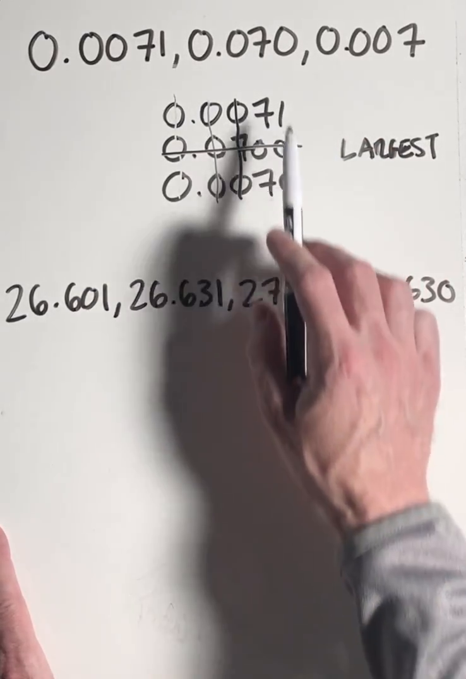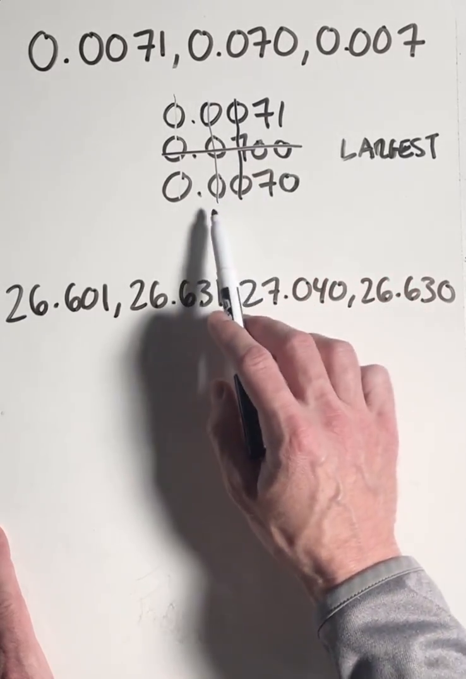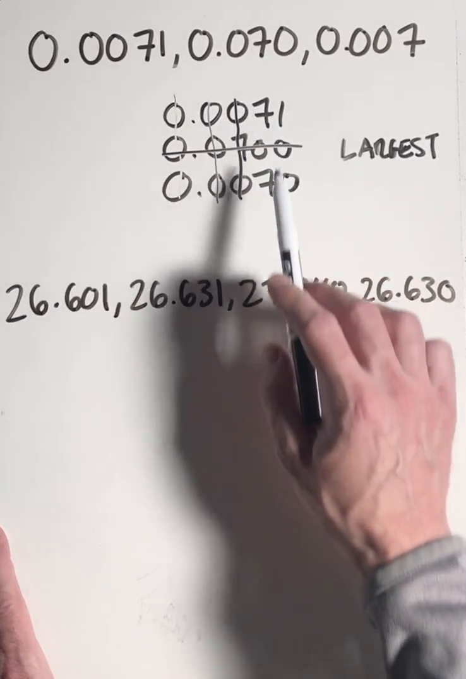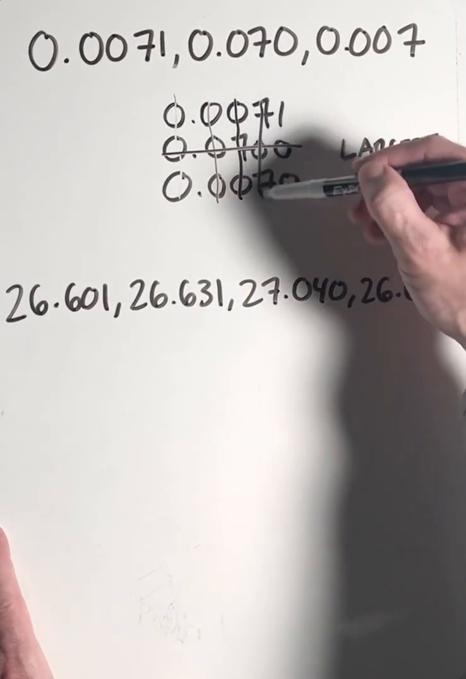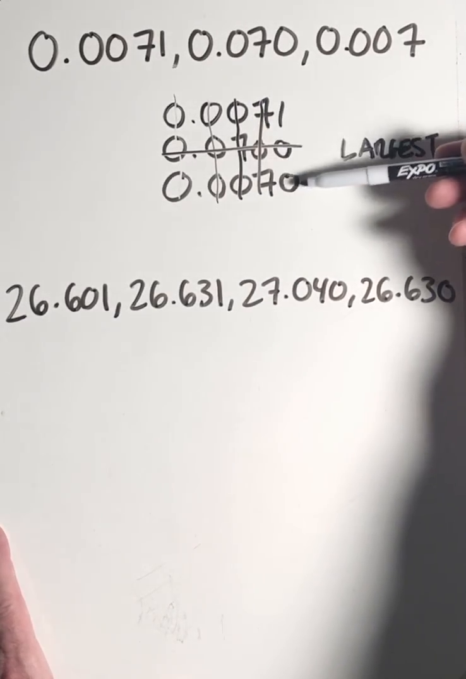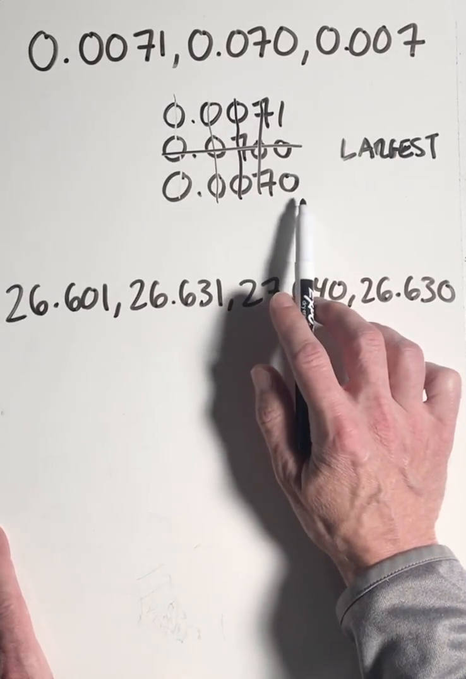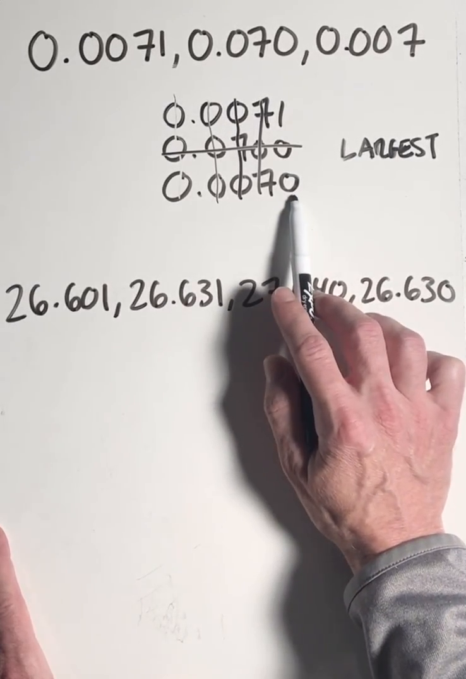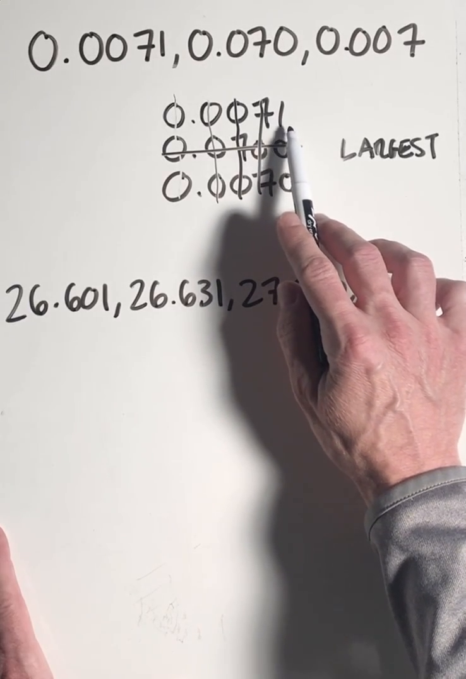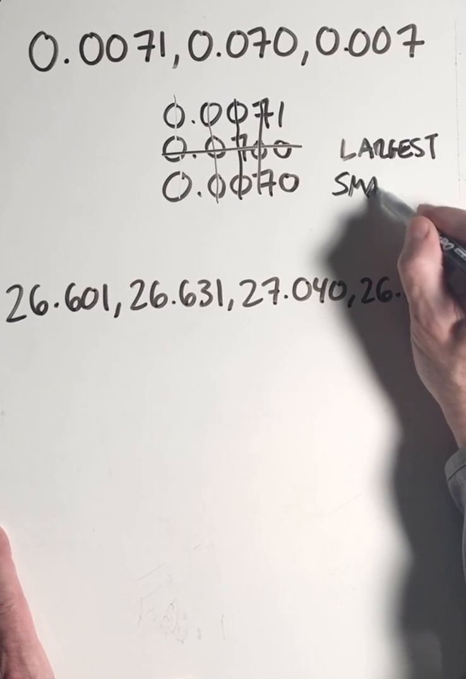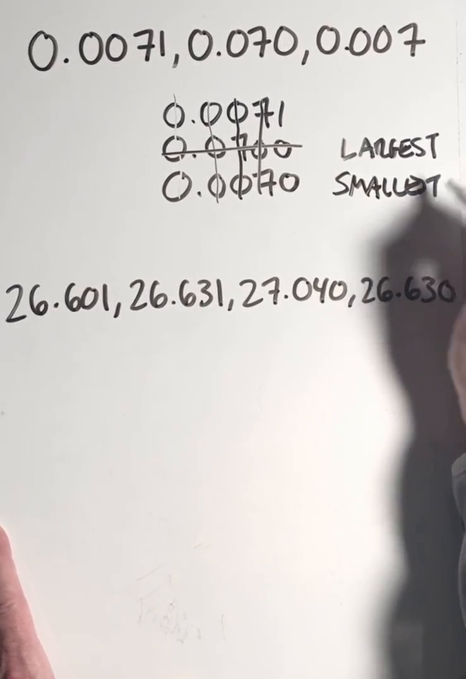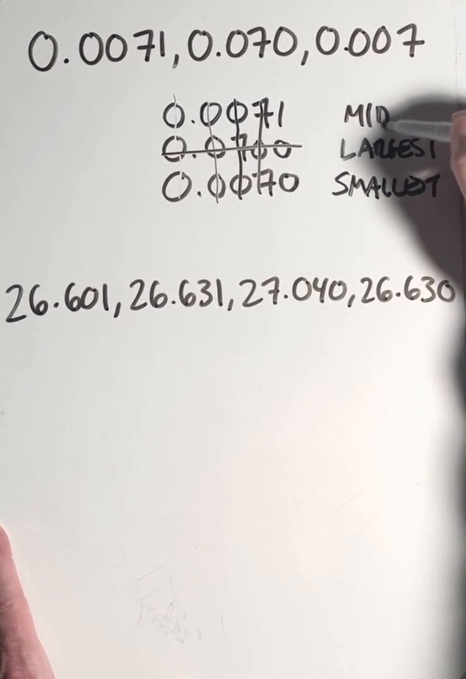I'm only looking at these other two now. When I move to the thousandths place, they both have a 7, so that is an equal value. I now need to move on to the next place, and this is the one that I added a 0 in down here. This number has a 0 in the 10,000ths place. This one has a 1 in the 10,000ths place, so this is the smallest number. That must mean this number is in the middle.